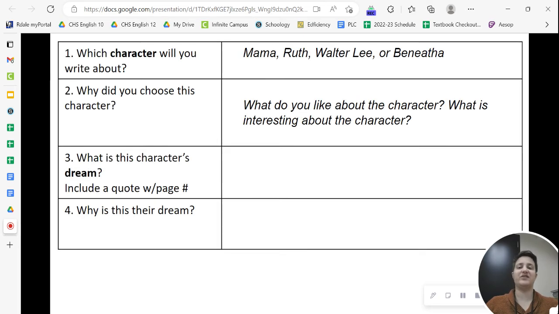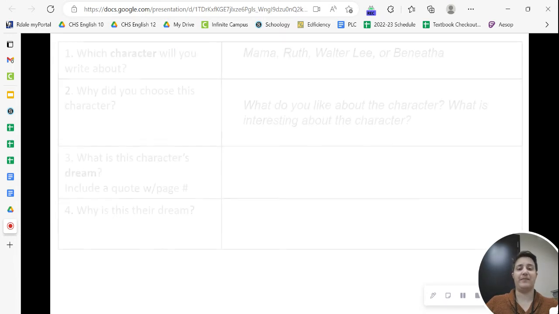The next piece is why you chose that character. What do you like about them or dislike about them? What is interesting about them? What drew you to them?